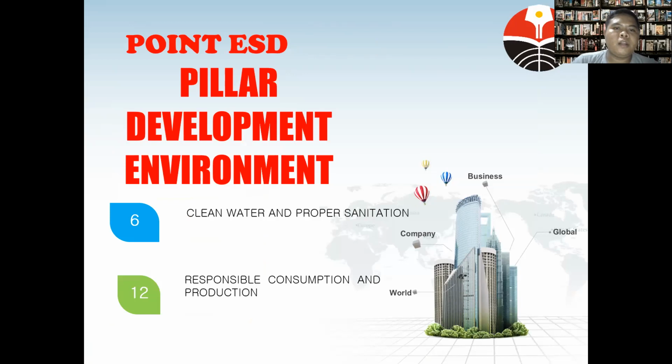Next, the SDGs in Indonesia. Pillar of environmental development. Number 6, clean water and proper sanitation. Next, responsible consumption and production.